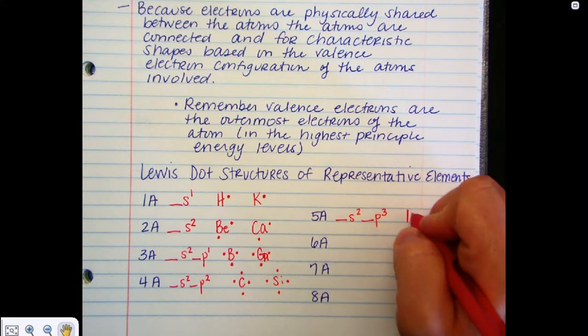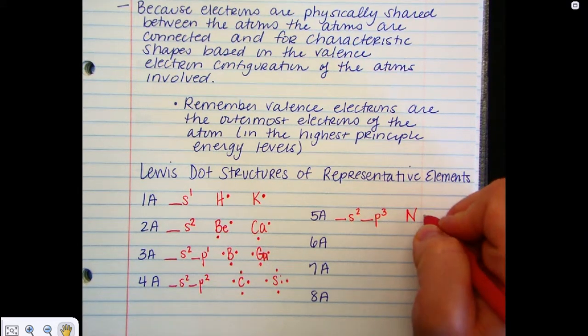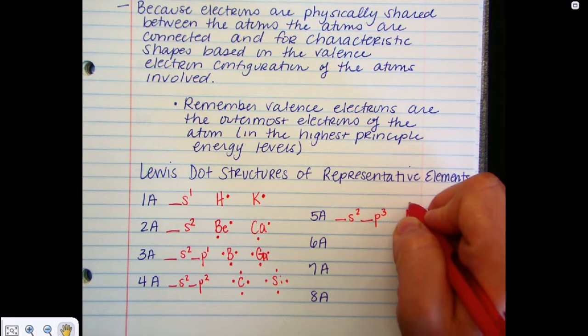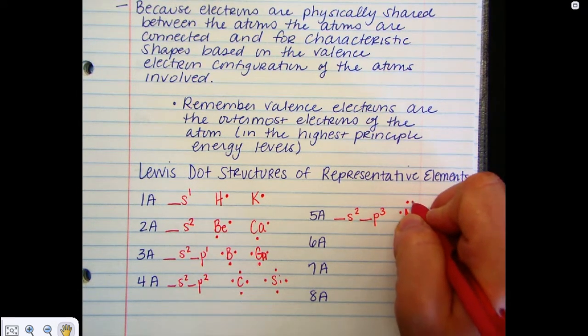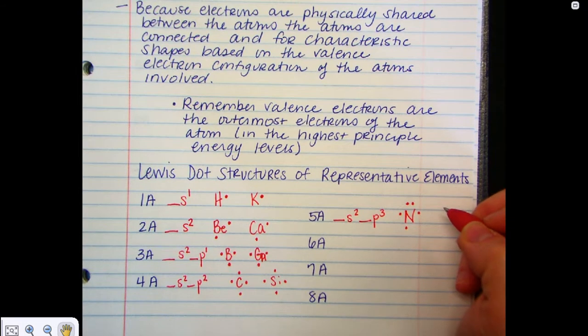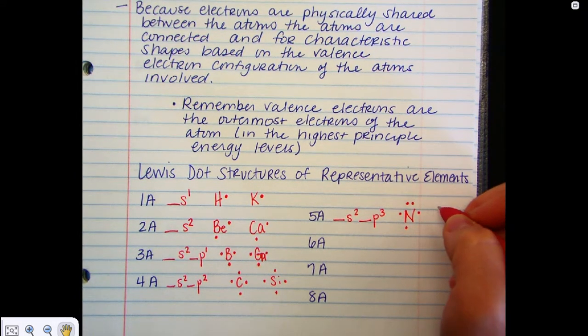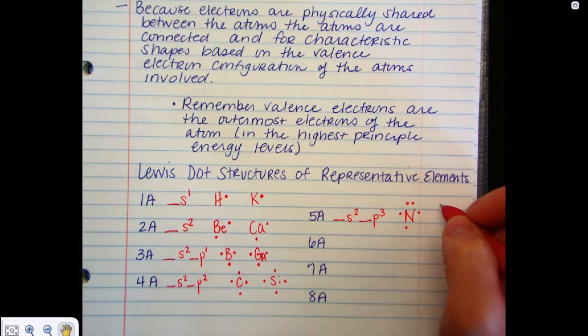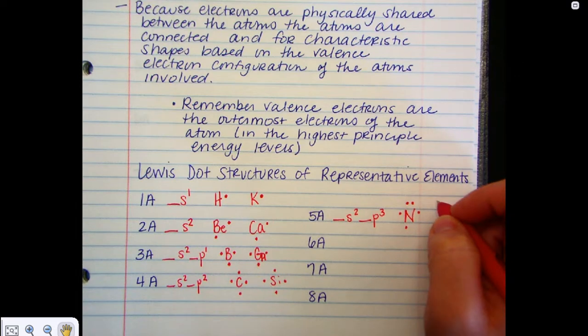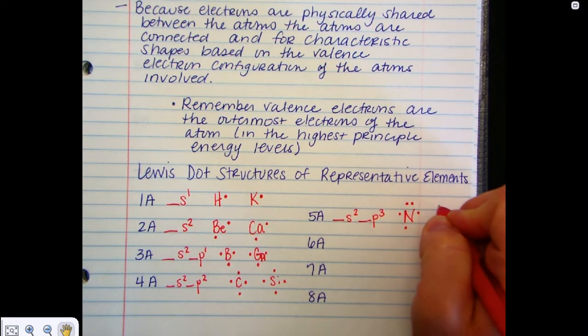Now, here's where the sides do become important. Nitrogen. So when I fill in my dots, 1, 2, 3, 4, 5, notice I have a pair of dots on the top. The pair of dots on the top is really important in nitrogen and phosphorus and arsenic and antimony and bismuth because it's going to influence the shape that those elements take on when they bond. So when you draw the 5A column, those dots need to be on top.